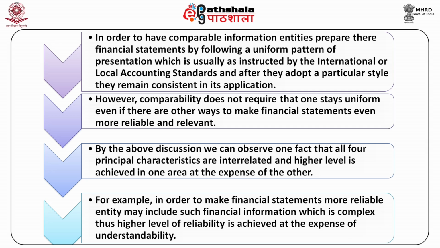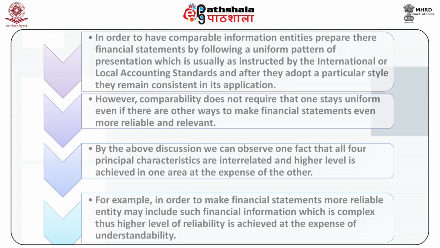By the above discussion, we can observe one fact: all four principal characteristics are interrelated, and a high level is achieved in one area at the expense of the other. For example, in order to make financial statements more reliable, an entity may include financial information which is complex. Thus, a higher level of reliability is achieved at the expense of understandability.